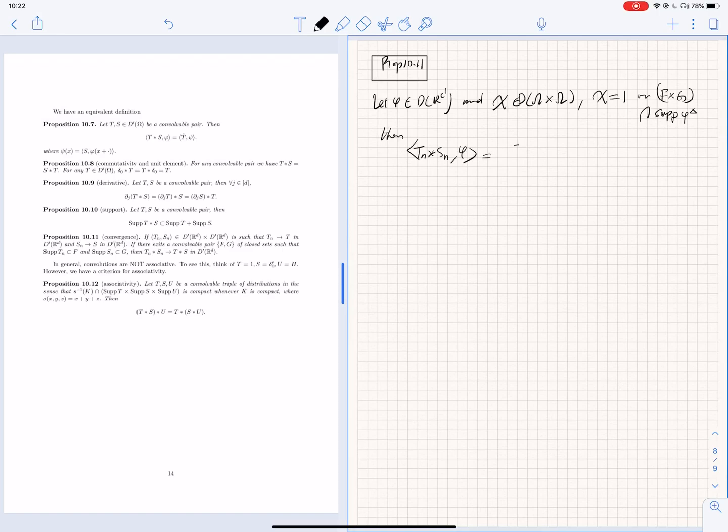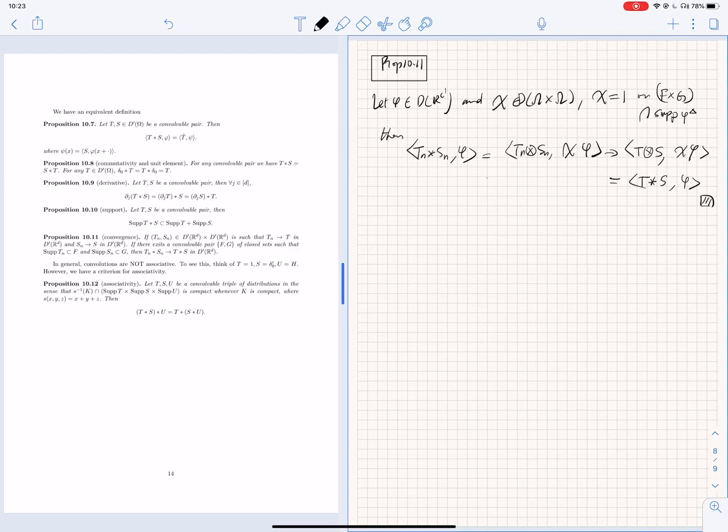Okay, then we can consider Tn convolved with Sn applied to phi. And this is given by Tn tensor Sn applied to chi times phi. And according to our continuity result for the tensor product, this converges to T tensor S applied to chi phi, which is nothing but T convolved with S applied to phi. Done.